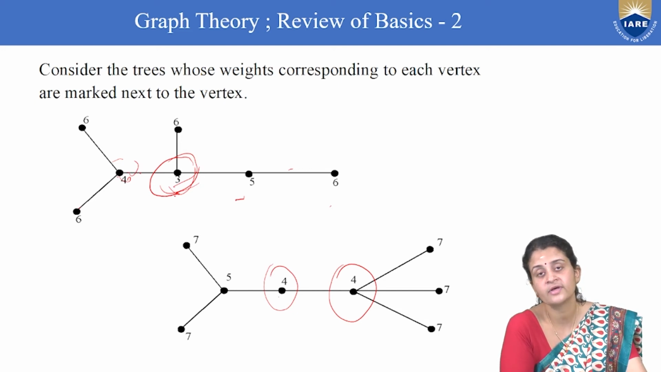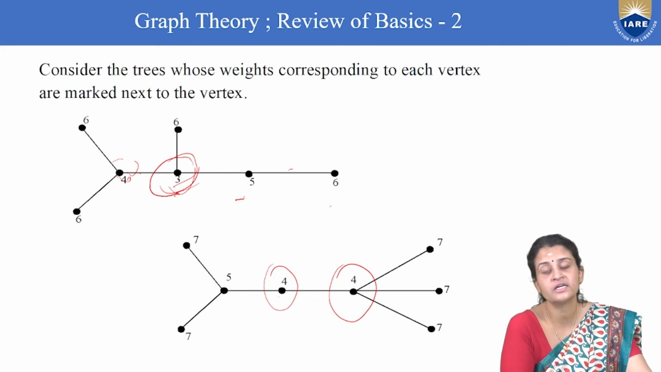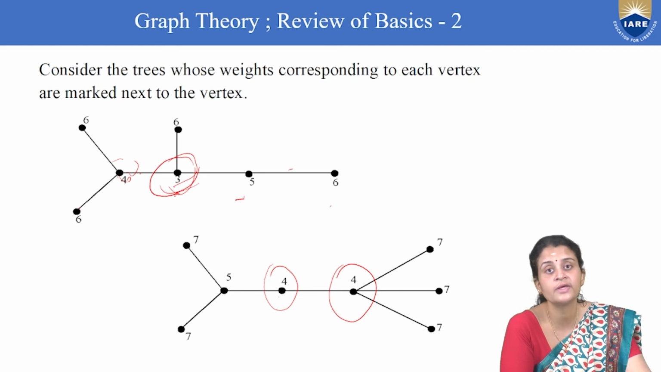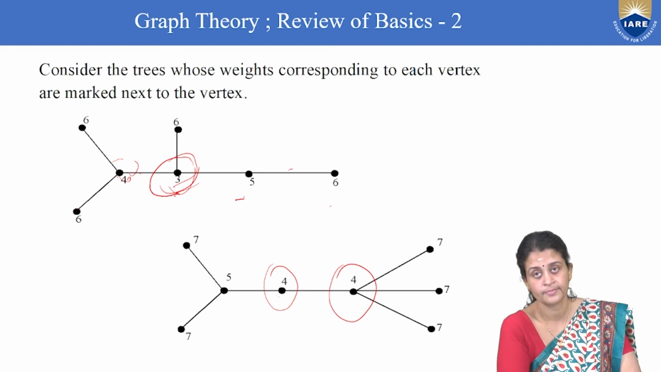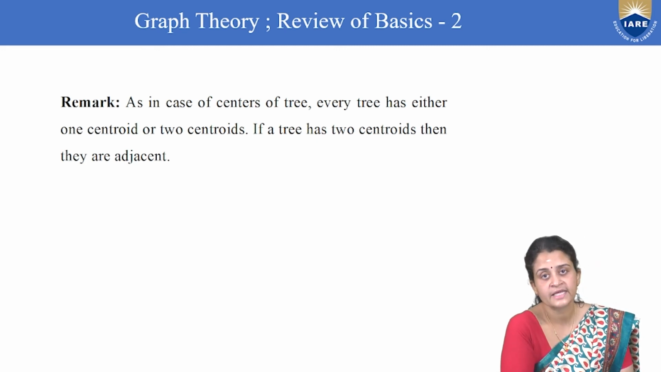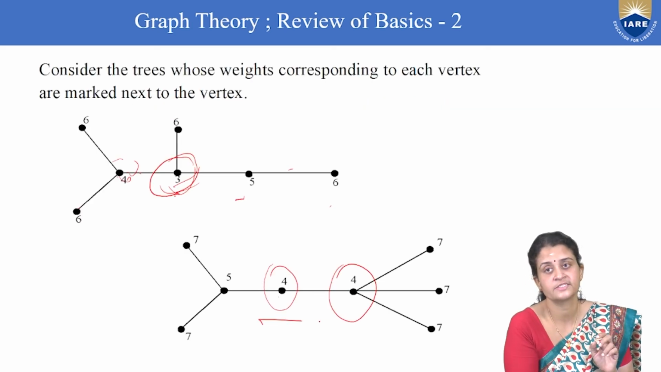In the earlier discussion we have seen a tree may have two centers. There also we are seeing that a tree may have two centroids. And there we have seen that when a tree has two centers, those centers will be adjacent. Here also, when a tree has two centroids, they will be adjacent vertices. This is what I have told. As in the case of centers of a tree, every tree has either one centroid or two centroids. If a tree has two centroids, they will be adjacent, like in this case.